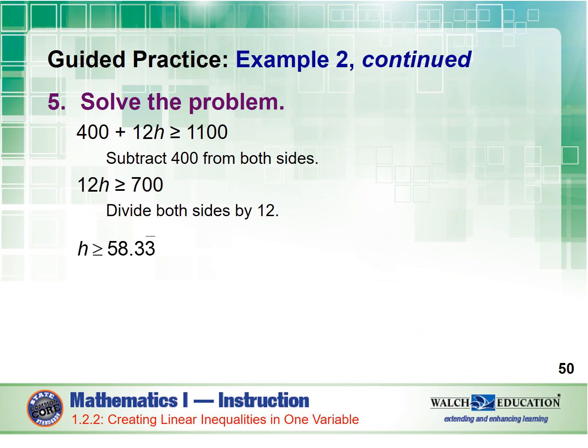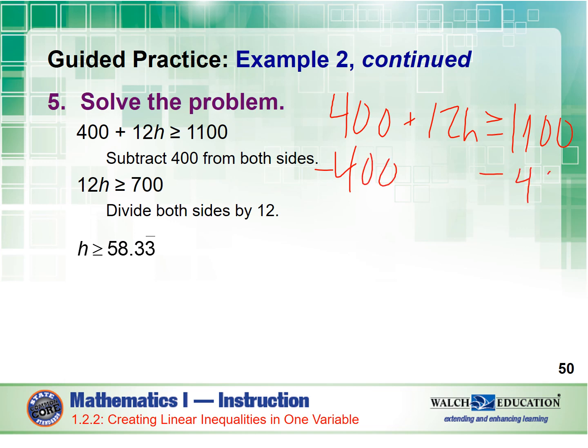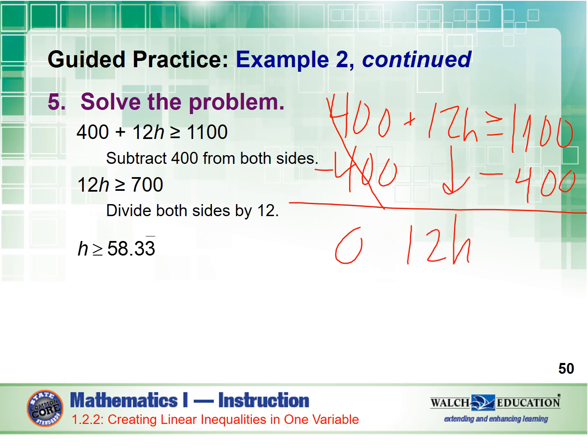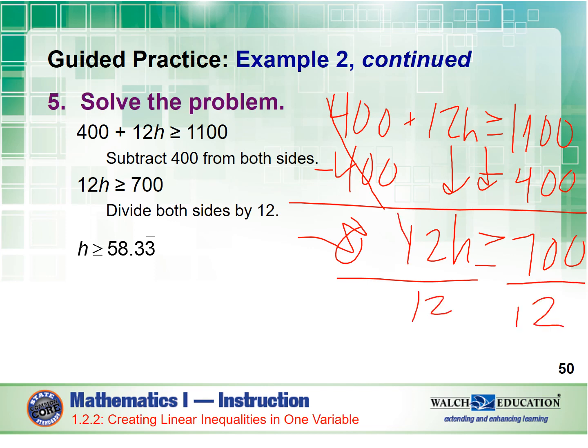I gotta start over. 400 plus 12H greater than or equal to 1,100. Okay, lonely 400 is moving over. Those are going to cancel because 400 minus 400 is 0. This is coming down, so we've got 12H. This comes down. And 1,100 minus 400 is 700. Now, 0 goes away. Undo this multiplication, 12 times H, and divide by 12, divide by 12, these cancel.